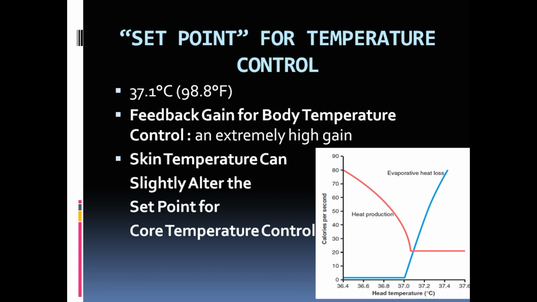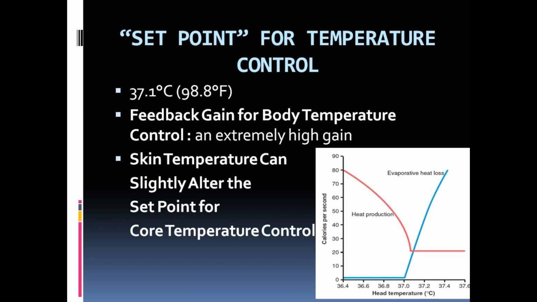This set point temperature is very important, as this can be varied in certain physiological conditions or in pathological conditions. As we will see in case of fevers, the set point is raised higher to 101 degrees Fahrenheit or above, and that is how the body responds to the increased set point and tries to set the body temperature to a higher level. So that is how the set point works.